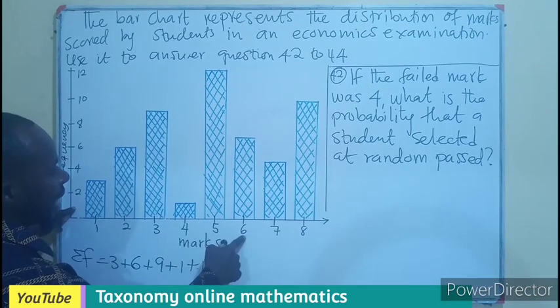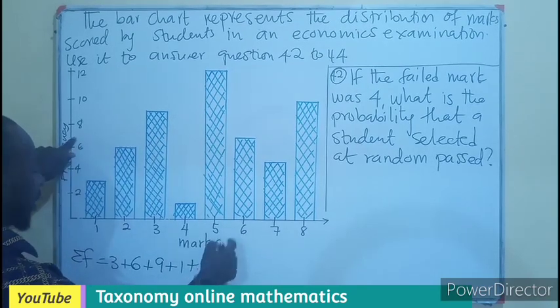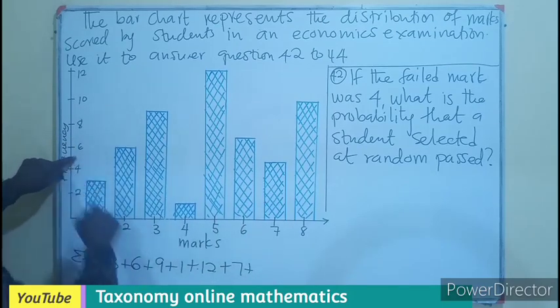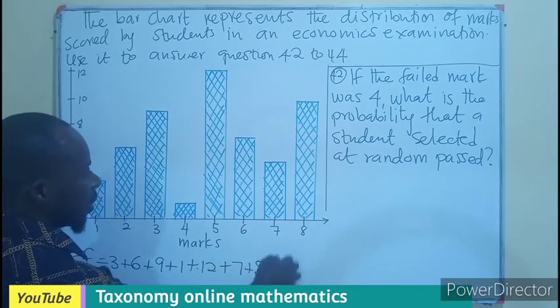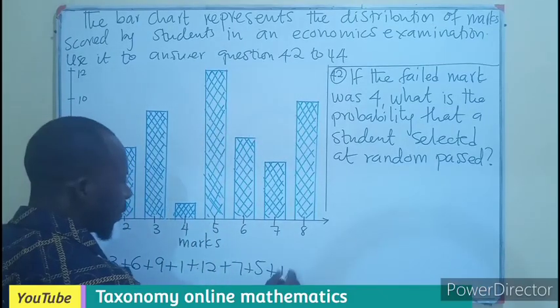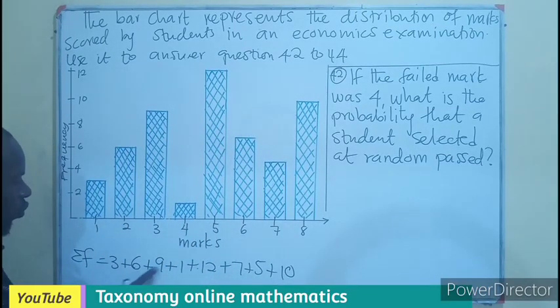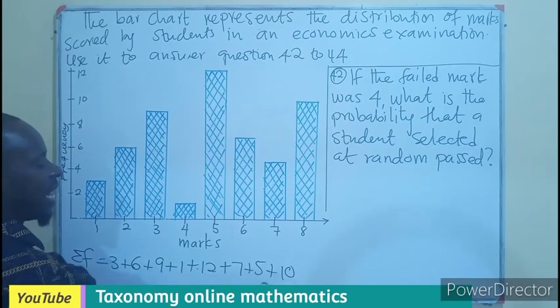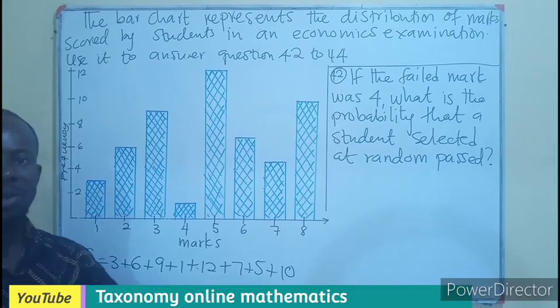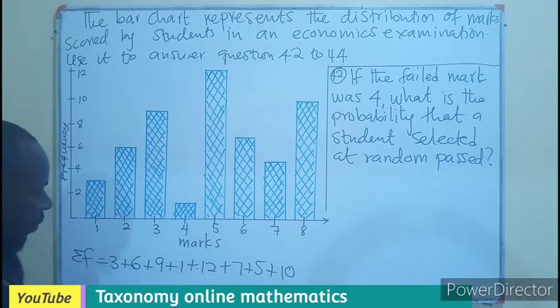which is this. Then this will give rise to what? Plus 7. 7 here will give rise to 5. Then 8 will give rise to what? 10. So we have 1, 2, 3, 4, 5, 6, 7, 8 marks. So this is how the frequency is going to be. Adding them gives a total frequency.